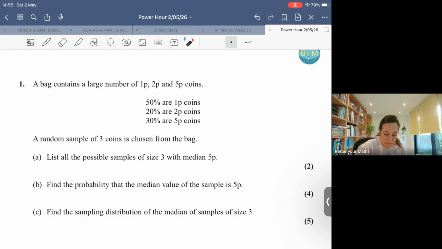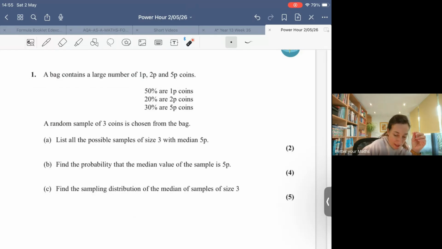So we get 3 coins. List all the possible samples of size 3 with median 5. Can you tell me in the chat? Because there are not too many. So can you tell me the options in the chat? All the possible samples of size 3 with median 5. So I need 3 coins each time, and the median must be 5. Exactly.